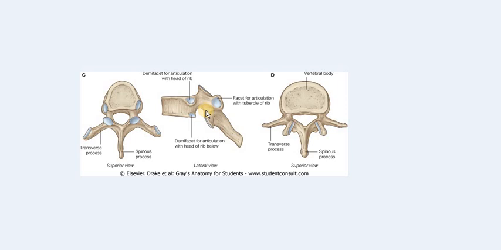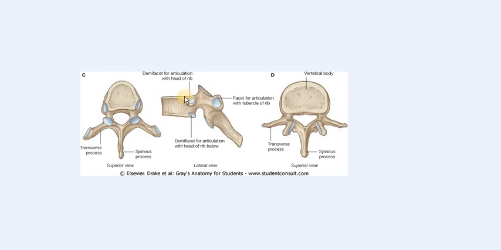And you can see that the superior demifacet lies near the upper border of the vertebral body, while the inferior demifacet lies at the inferior border of the body of the thoracic vertebra.